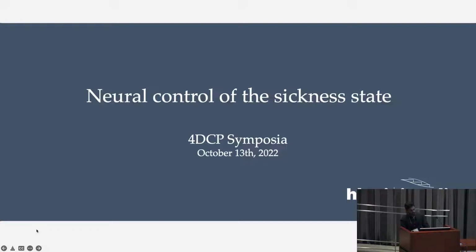And there, what we were interested in is getting a better understanding of how the brain controls some of the behavioral responses that happen during infections. So, what does that mean exactly?